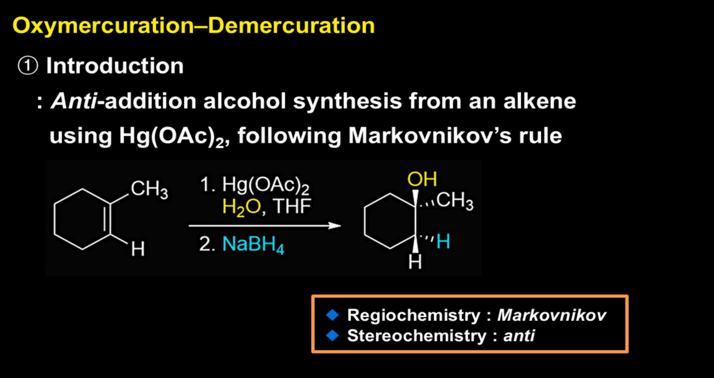So here's the big idea. We're taking an alkene and turning it into an alcohol using mercury acetate. This is a hydration reaction that follows the Markovnikov rule. That means the OH group ends up on the more substituted carbon. But unlike acid-catalyzed hydration, this one follows a different path. There's no carbocation ion involved. Instead, it forms a bridged mercury intermediate, and that's what leads to anti-addition. So in the end, you get an alcohol where the OH and the H add to opposite sides of the double bond. And that's exactly what we're going to break down next when we look at the mechanism.